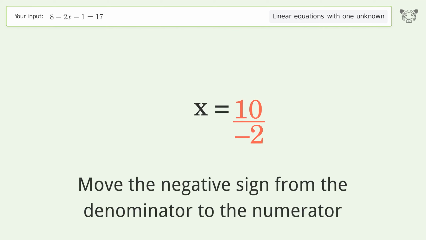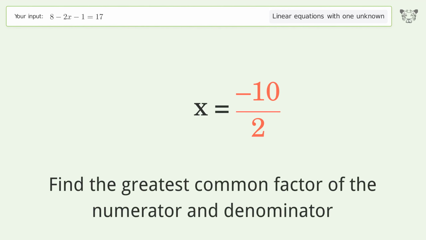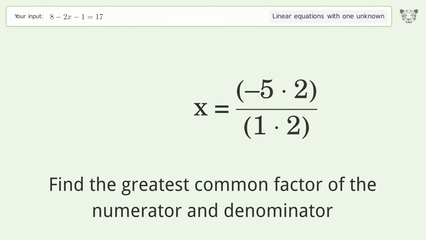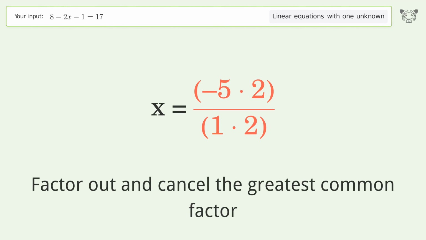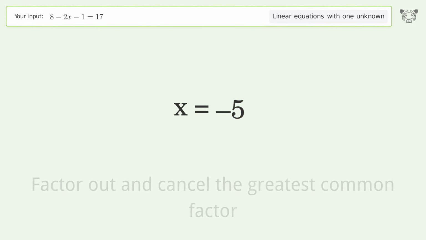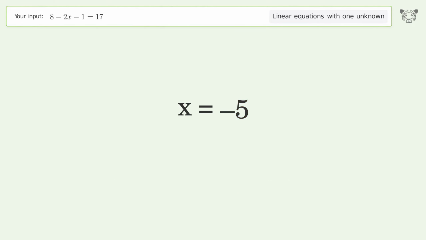Move the negative sign from the denominator to the numerator. Find the greatest common factor of the numerator and denominator. Factor out and cancel the greatest common factor. And so the final result is x equals -5.